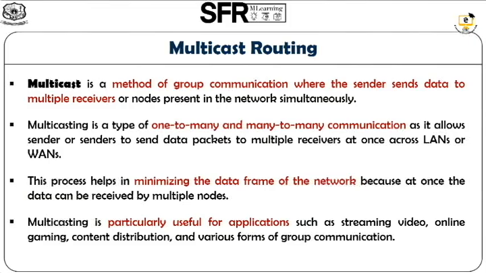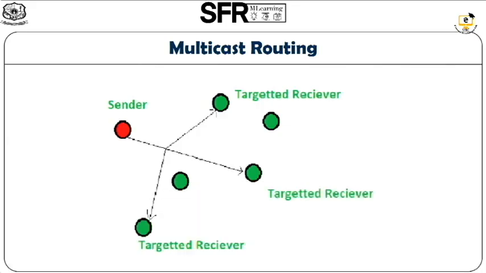So, in multicast routing we will transfer the message to a group. It is opposite to the broadcast routing. This is clearly depicted in the figure. Here I have 6 nodes in the network and my source node is depicted in the red color and all other nodes are depicted in the green color.